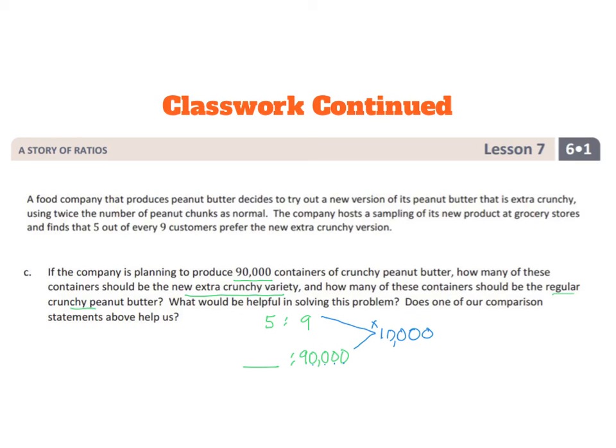So you know what? What I do on one side, I do on the other. 5 times 10,000 is 50,000. That's a whole lot of peanut butter. Okay. I think this is good. I think we're done with that one.